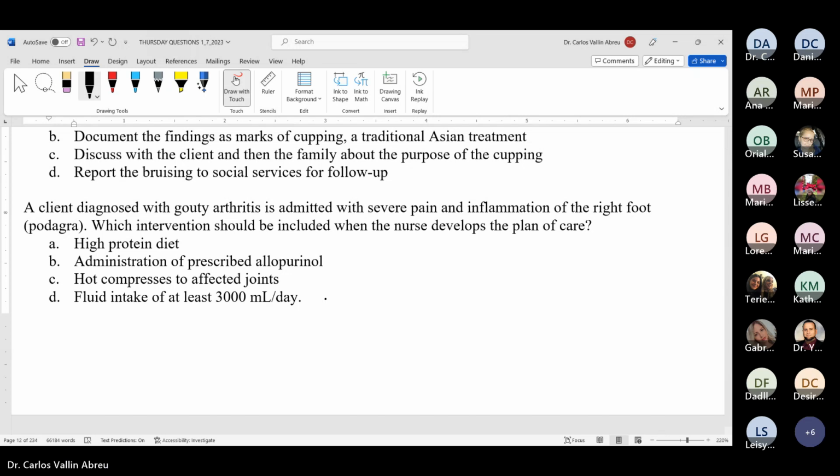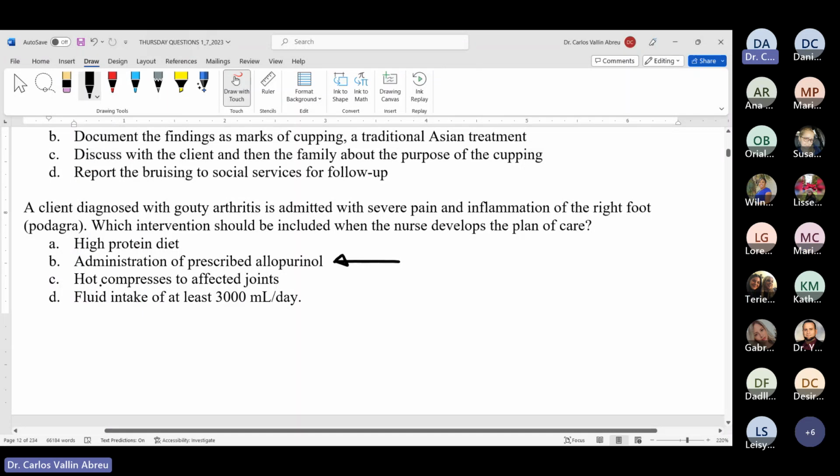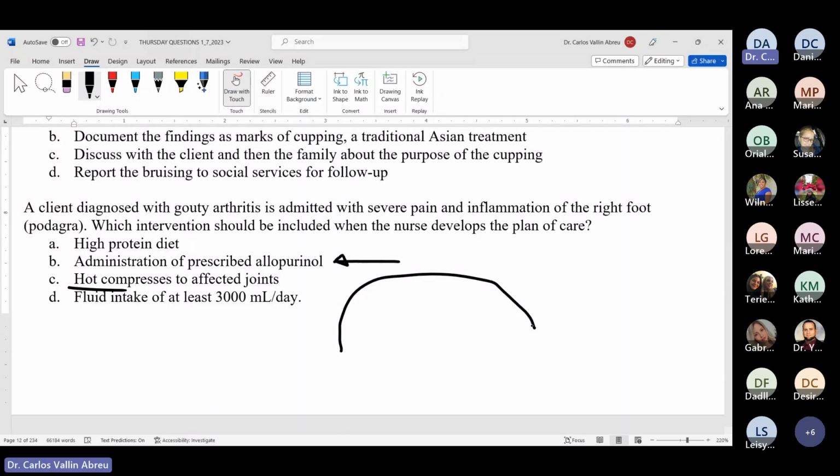Letter D. Everybody agrees? Fluid. Nobody wants to give allopurinol to this client? No. Nobody? Okay, you, I choose B, but I don't know. No, heat will produce more vasodilation if you have swelling. No, no, no, remember that. Why not allopurinol, professor? Allopurinol has been demonstrated by evidence. Okay, somebody needs to discuss that.